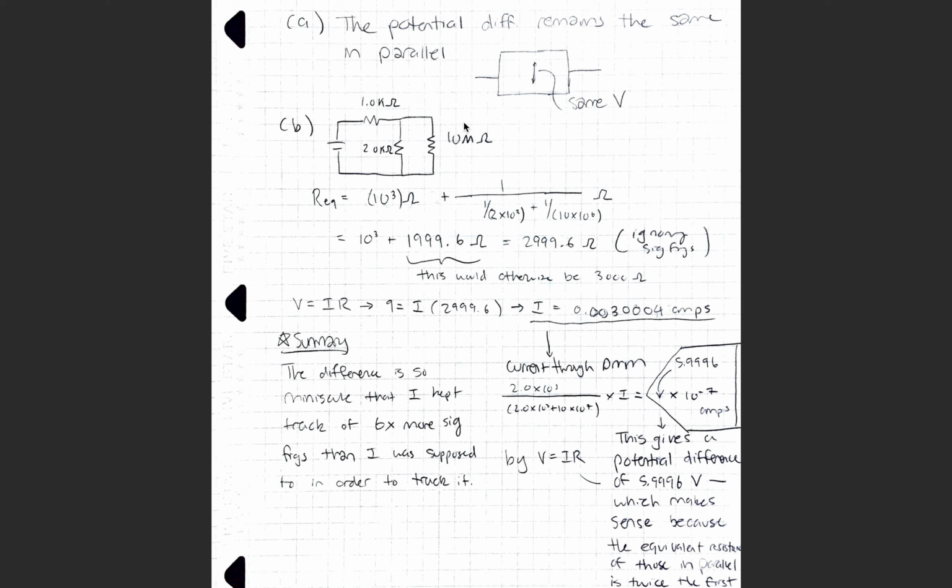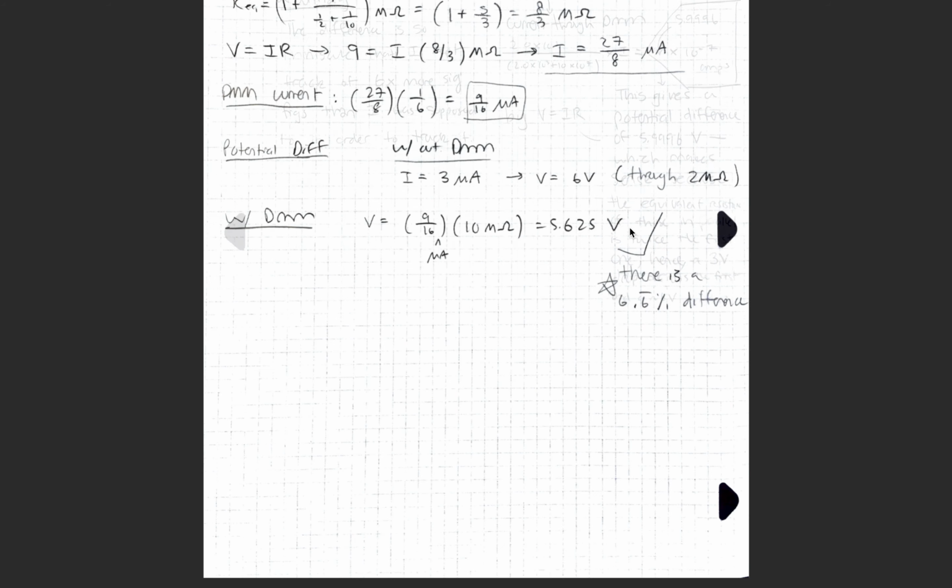The addition of this 10 mega ohm resistor means that the potential difference across this set of resistors in parallel is 5.9996 volts. So in conclusion, to answer the final part of B, the difference is so minuscule that I had to keep track of 6 times more sig figs than I was supposed to in order to track it. Essentially, the reason why you keep voltmeters in parallel is that not only do they really not affect the current or the equivalent resistance, they also have the same potential difference as the potential difference you're trying to measure. So this brings us on to part C.